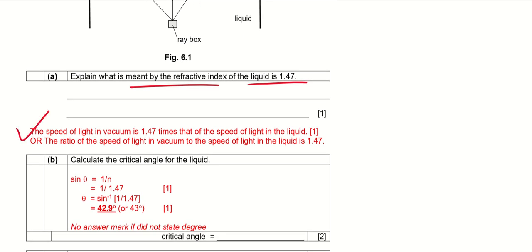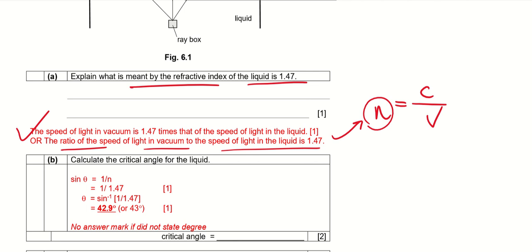Speed of light in vacuum is 1.47 times that of the speed of light in the liquid. Okay, I'm not really used to this. The one that I teach is the ratio of the speed of light in vacuum to the speed of light in the liquid is 1.47. So actually, this is the formula: N equals C over V. There's this formula that relates the refractive index of the liquid to the ratio of the speed.